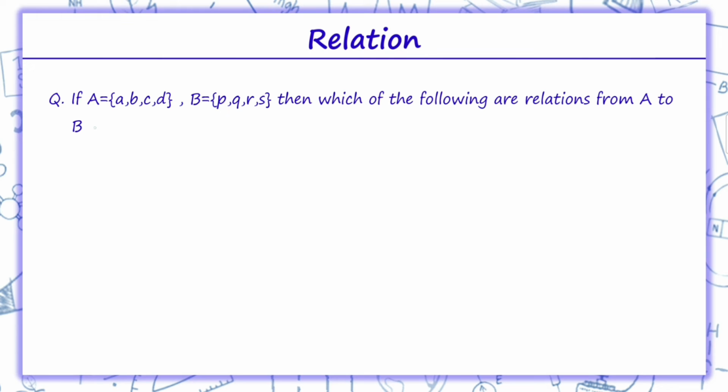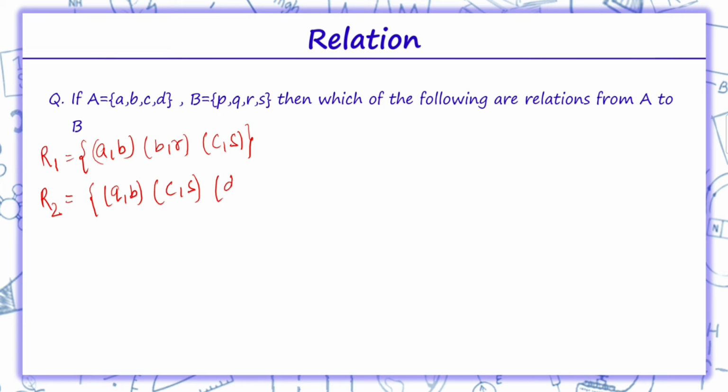Now let's suppose we are provided with a question: A, B, C, D are the elements of set A, P, Q, R, S are elements of set B, then which of the following are relations from A to B? Now here we are provided with relation R1, which is AB, BR, CS. Then R2 relation is QB, CS, DR.